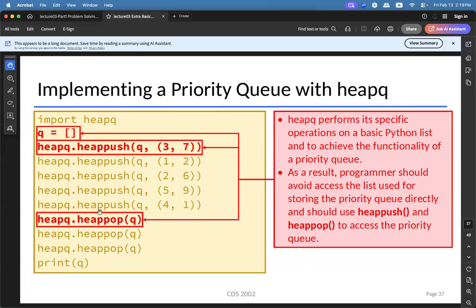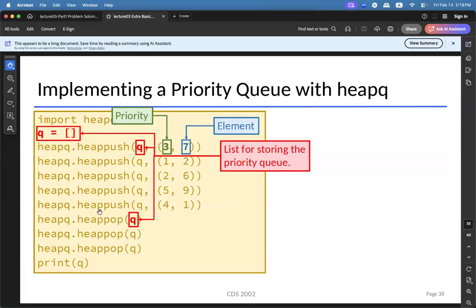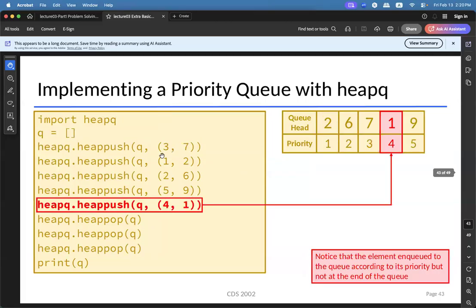As you can see, these two functions take the list we just created as the first argument, and this list is storing all the information about this priority queue. And then right after the list, you see a tuple. The first value of the tuple is the priority, and the second value of the tuple is the element. The priority works such that a lower value means a higher priority.